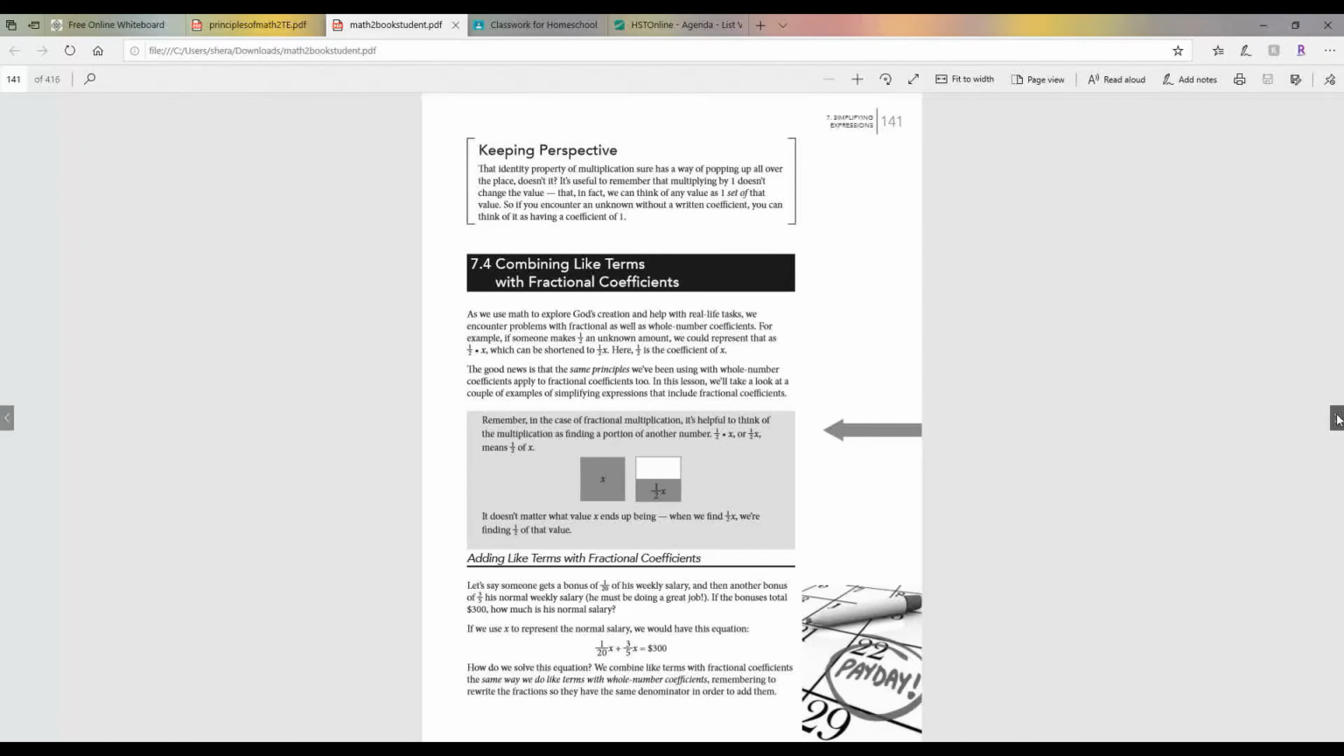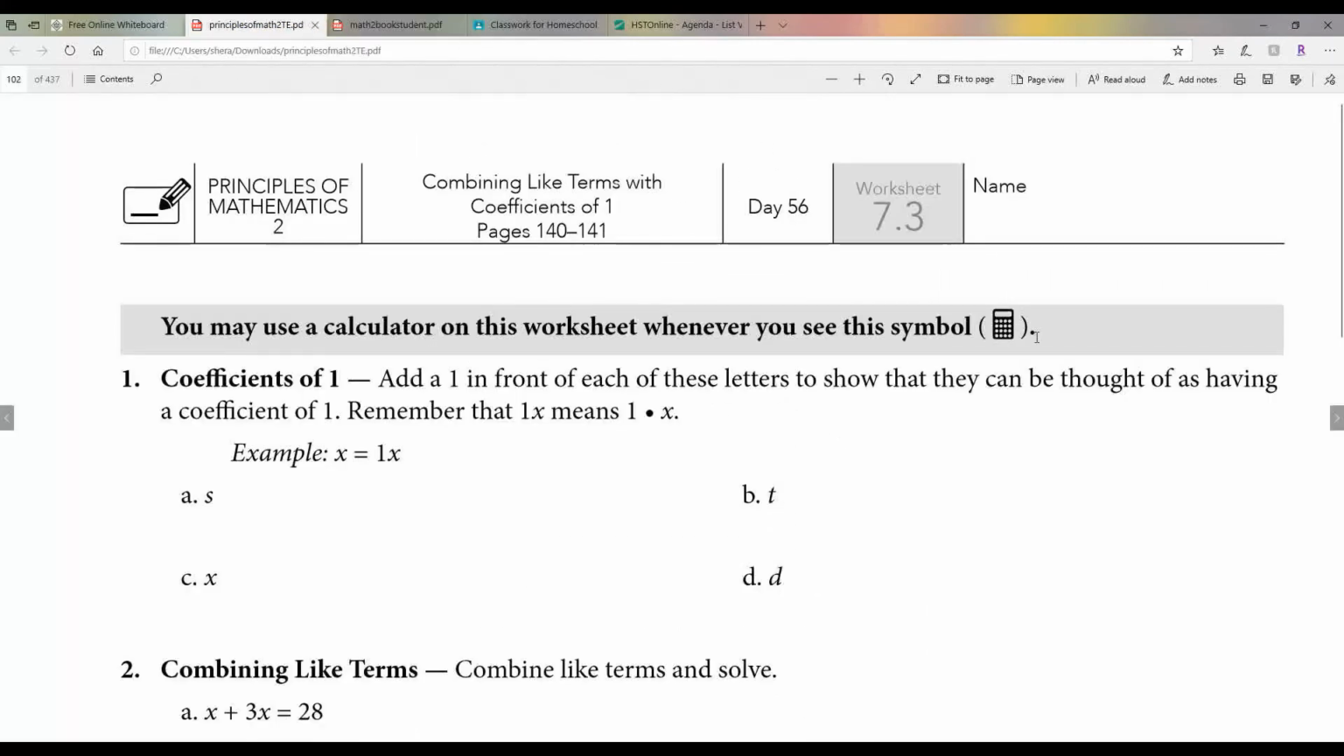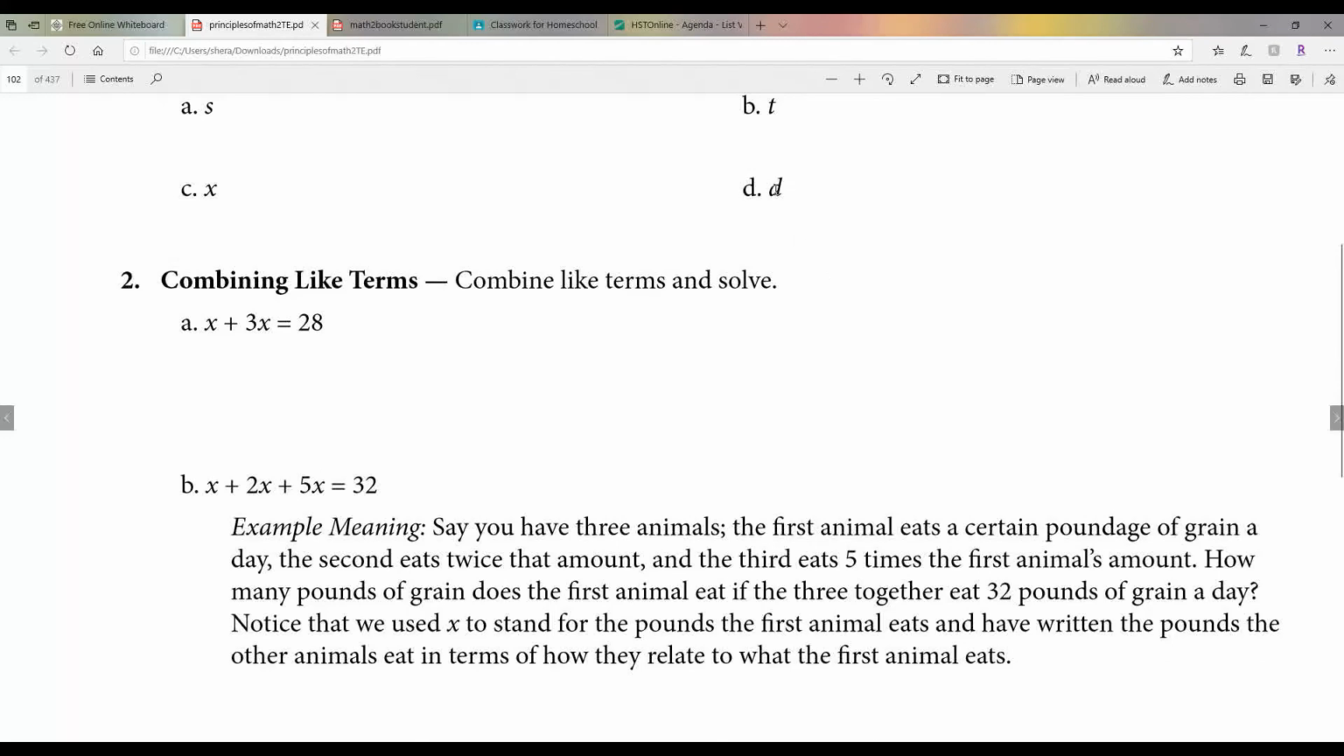Okay, all right, so like I said, that was a short lesson today, so let's go ahead and look at our worksheet. It's worksheet 7.3. Now on part 1, it wants you to add a 1 in front of each of these letters to show that they can be thought of as having a coefficient of 1. But remember, when we're writing our equations out, we don't ever put it. But they're wanting you to put it here so that it can help train your brain to remember when you see variables by themselves, it means there's a 1 in front.